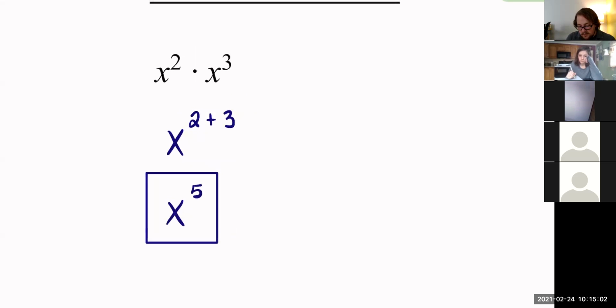Now, again, if you want to think of it on a deeper level, x to the power of 2, how many x's are being multiplied? 2. X to the power of 3, how many x's are being multiplied? 3. In total, how many x's are being multiplied? 5. If you were to break it out long ways, you would see that there are a total of 5 x's being multiplied together, which is why the shortcut is just add their exponents together. It's a way to squish them together, so to speak.